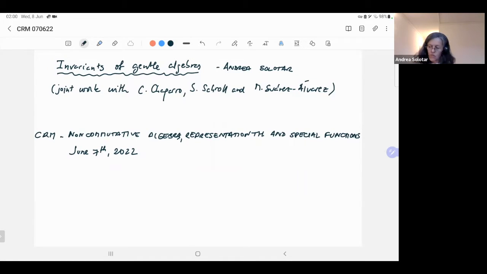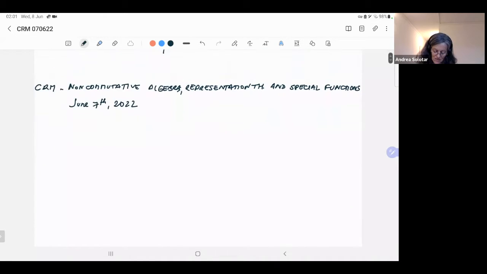Okay, so I'm going to start talking about invariants of gentle algebras. This is joint work with Cristian Chaparro from Colombia, Sibylle Schroll from Germany, and Mariano Suarez-Alvarez, who is also in Buenos Aires. We have been working on homological invariants of gentle algebras for quite a long time now, but we are still adding new results about homology at this moment. And so I hope that in some short time we will finish and publish it once and for all.